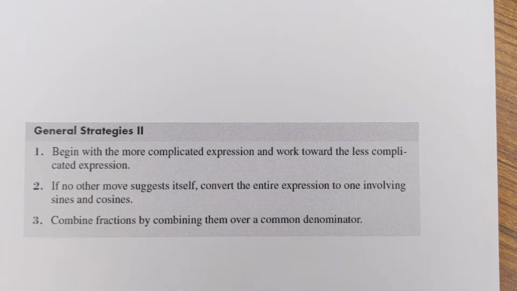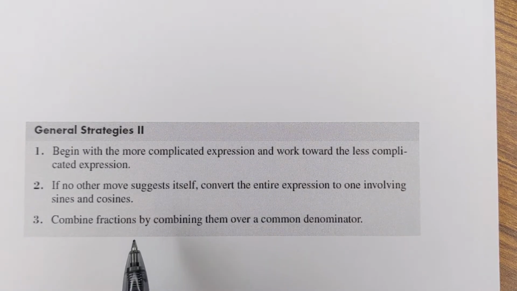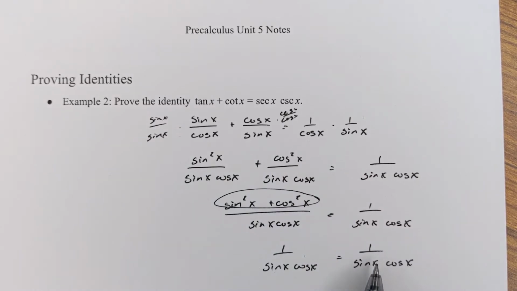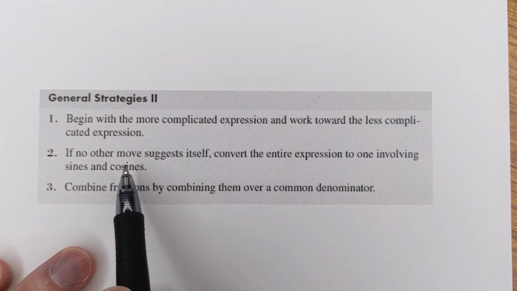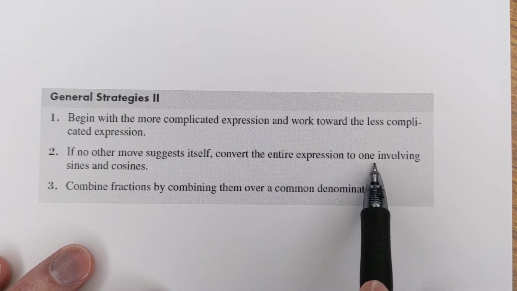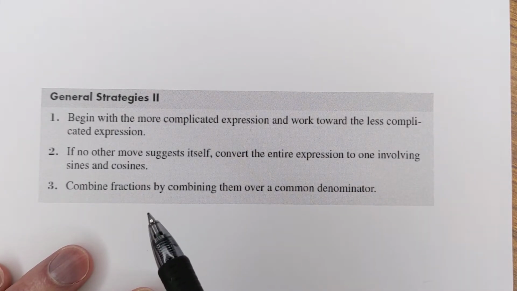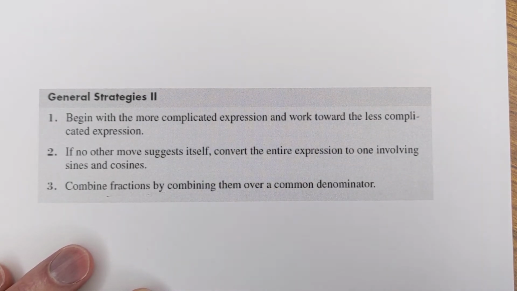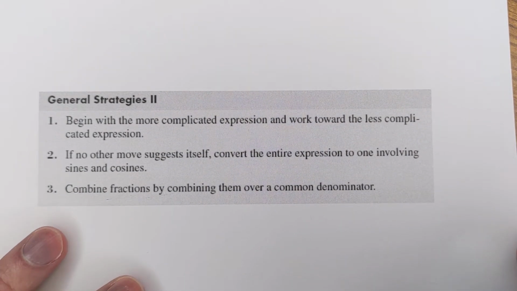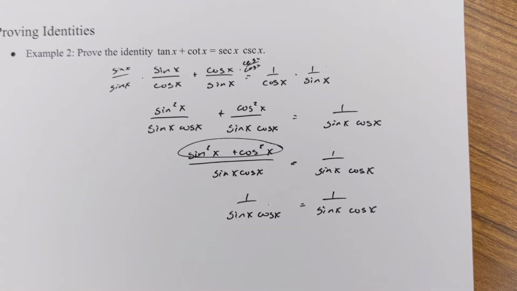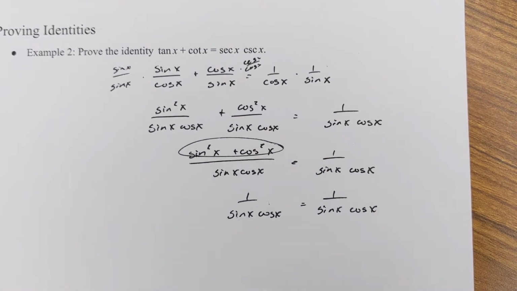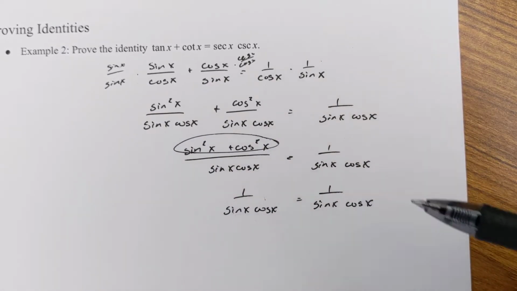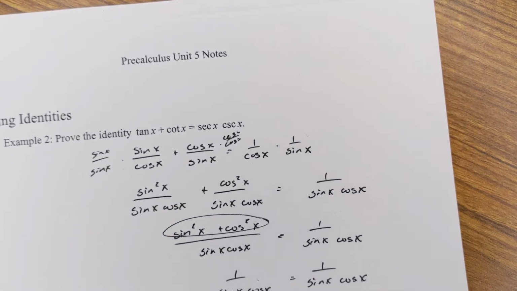So some more general strategies: begin with the more complicated expression and work towards the less complicated expression. So I worked on this side because it was more complicated and tried to make it look like this side. If no other move suggests itself, convert the entire expressions into ones involving sines and cosines, which is what I did. And combine fractions over a common denominator. So typically you want to collapse things down. Now, one thing you are not allowed to do in a proof is move things across the equal sign. So I couldn't multiply everything by sine, cosine, and cancel everything out. For a proof, the two sides have to remain separate.